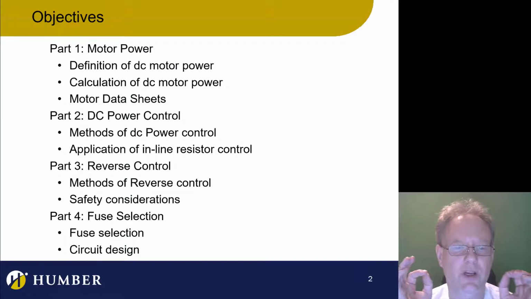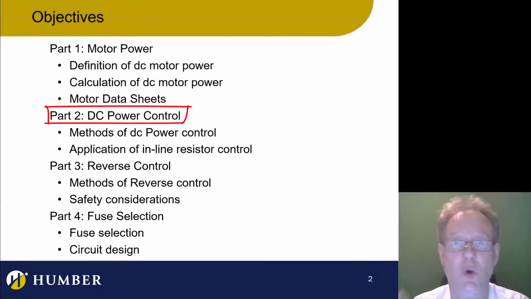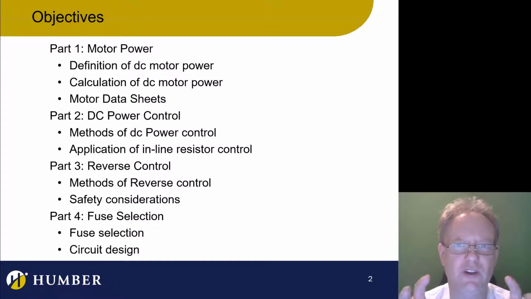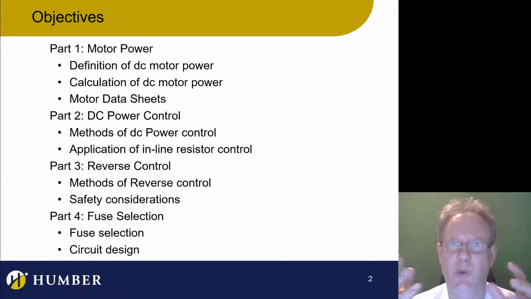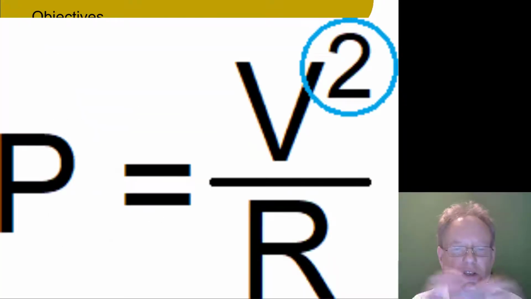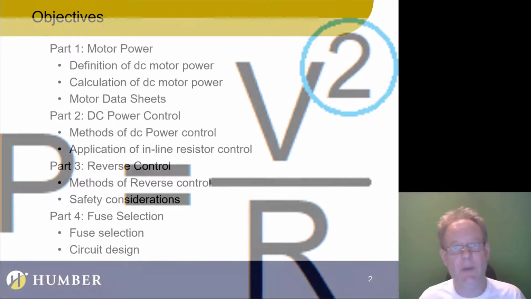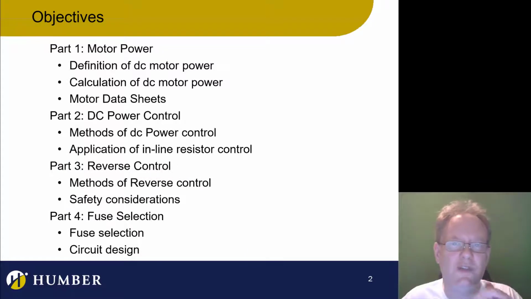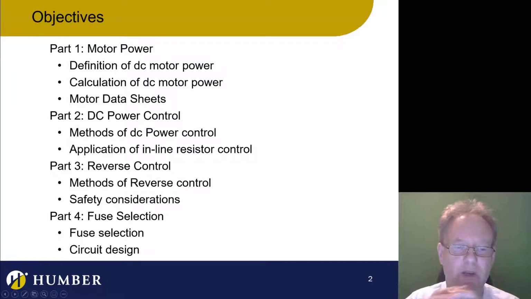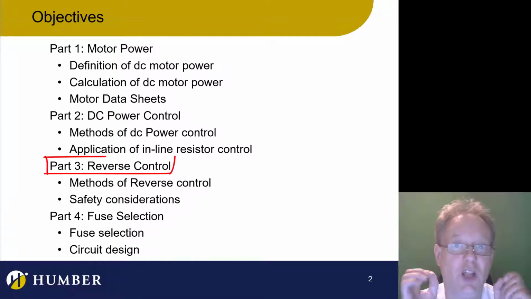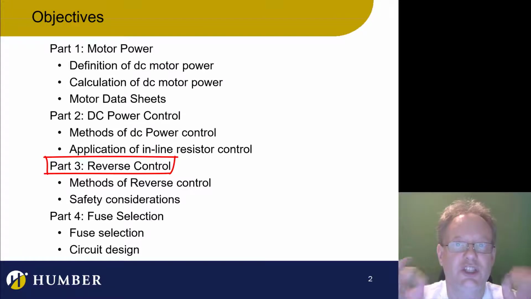Okay, good. And we're going to look at DC power control, and we're going to find something really fascinating about voltage and current. Power is actually proportional to the square of the current and the voltage, which you know, because you know the formula. Anyway, we're going to look at methods of DC power control, two different kinds of methods. We'll take a look at that. It'll be pretty cool. And then we're going to look at reverse circuits. There are lots of different kinds of reverse circuits, and they're so cool.